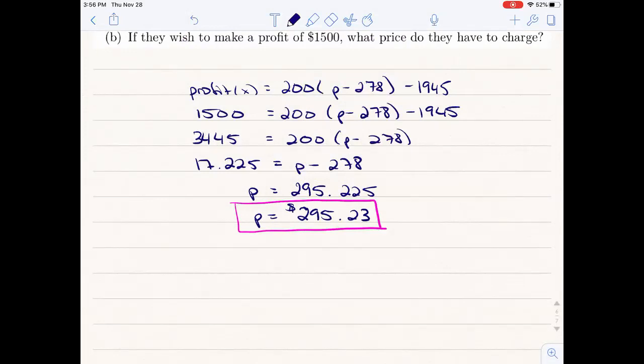Right. A and B are the same problem, right? The first one is just making sure that you know what it means to break even, right? You have to force your profit to be 0.